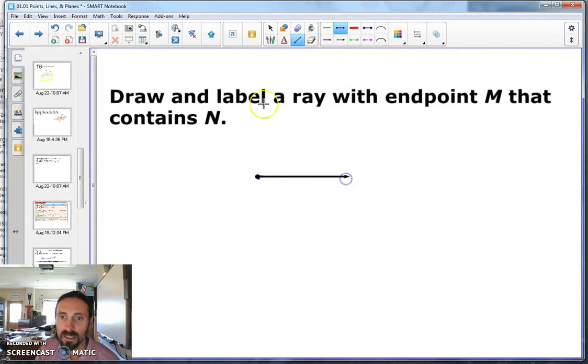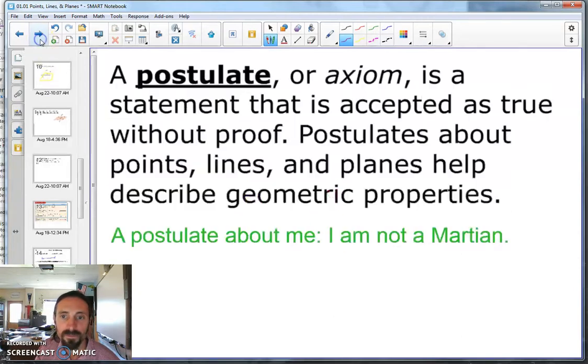Look at that. And again, this is endpoint M and it contains N. See, even after just a few slides, I can write better.